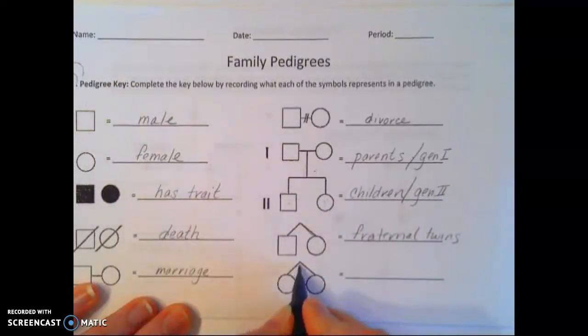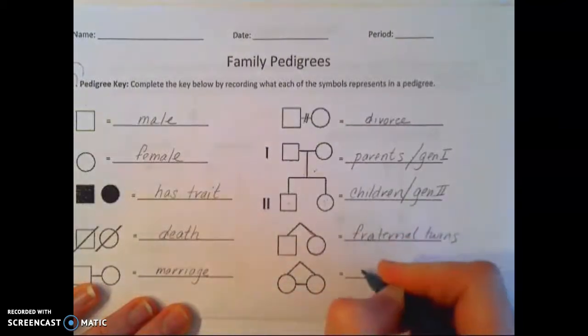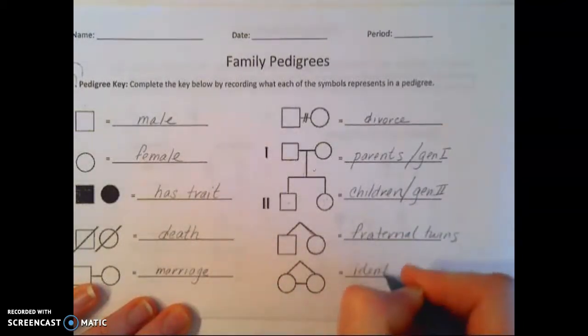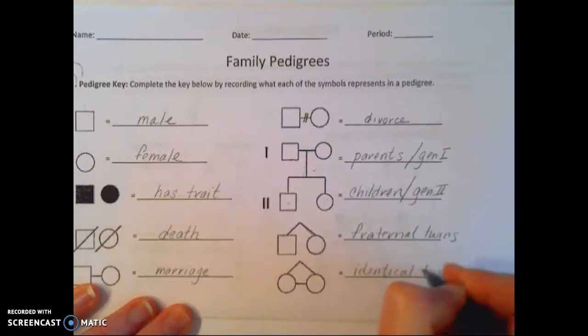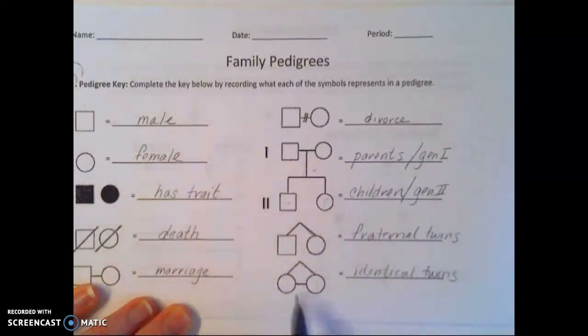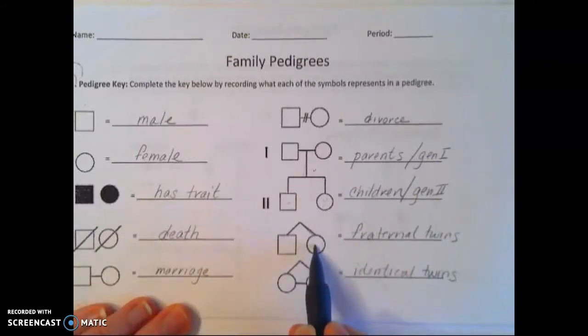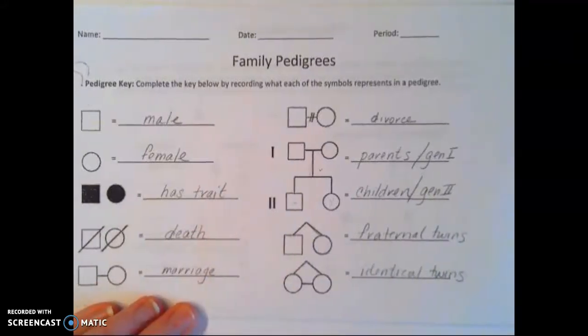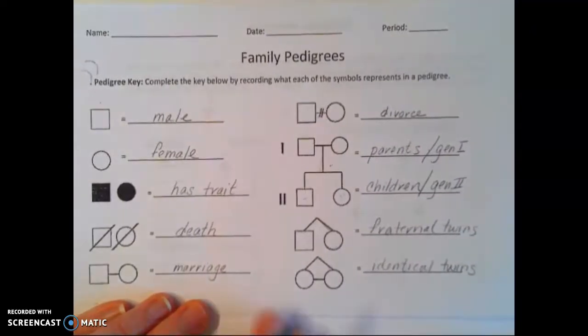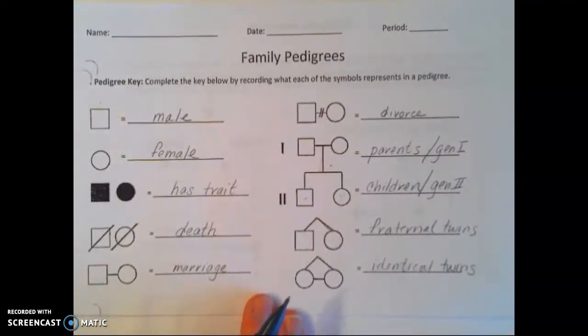And identical twins have that same partial triangle, but then it is connected between the two. And identical twins are always the same gender. Fraternal twins might be the same gender, but do not have to. So here are the symbols that we use for most of a pedigree. There are others to indicate other relationships, but this is all that we'll be using.